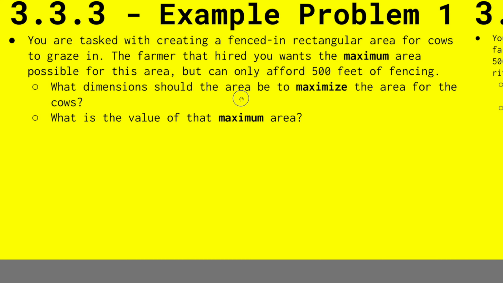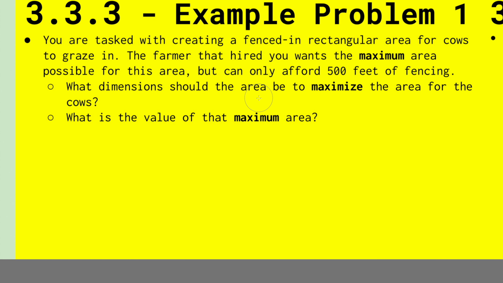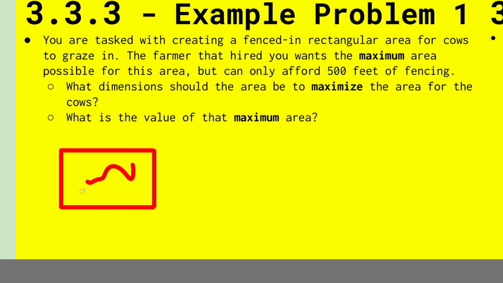And then let's do our first example here. It says, you are tasked with creating a fenced-in rectangular area for cows to graze in. So step one when doing this, I'm actually going to just draw this out. So I'm going to draw a rectangle. It doesn't have to be to scale or anything like that because we're trying to figure out what's going on in this scenario. So I'm just drawing a rectangle. Fenced-in rectangular area for cows. So cows are going to be grazing in here.